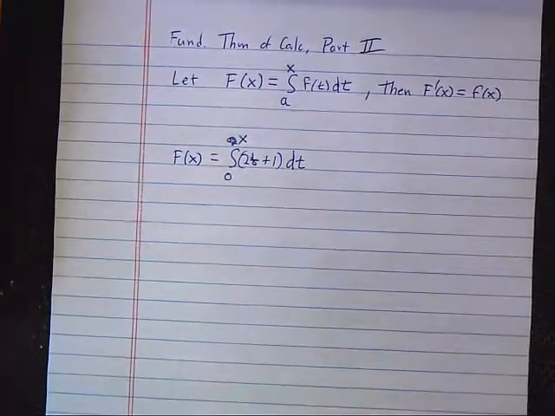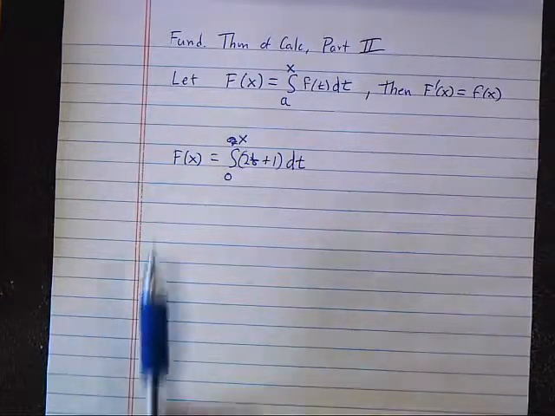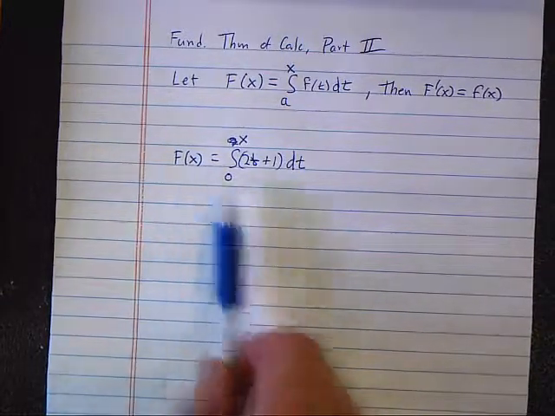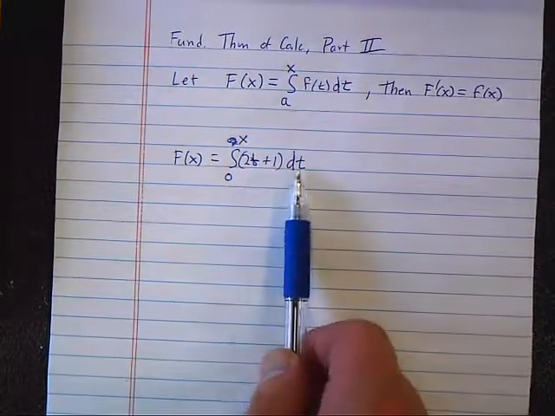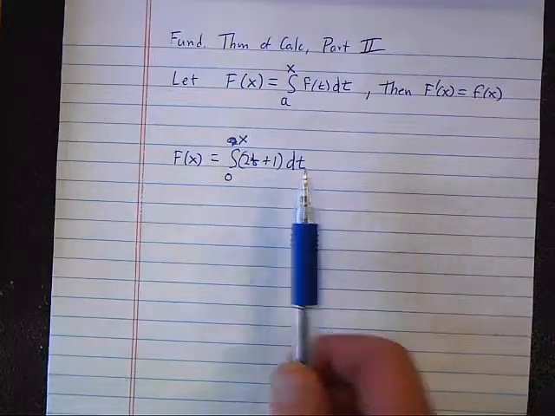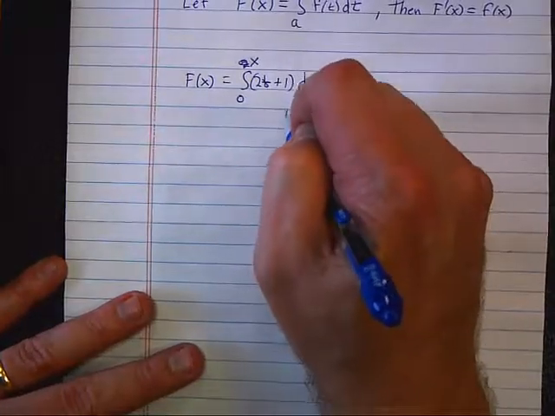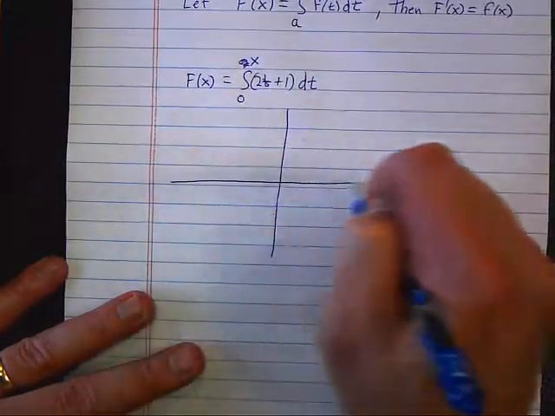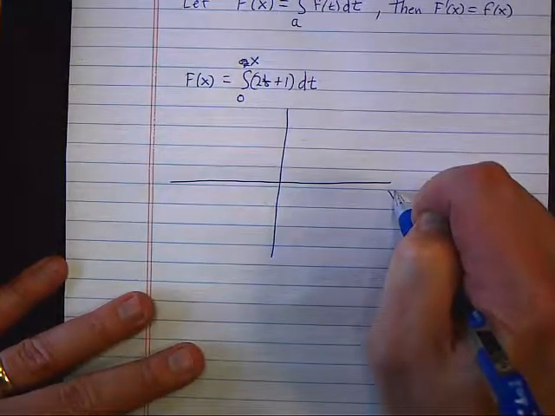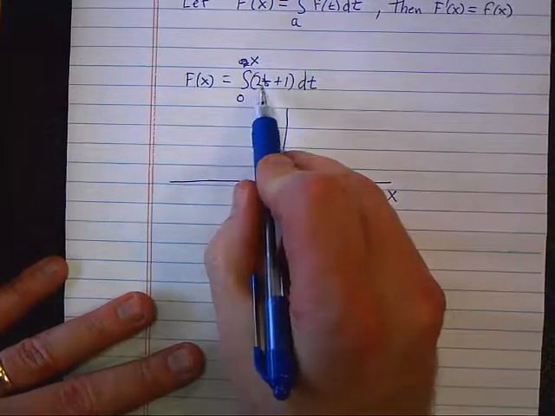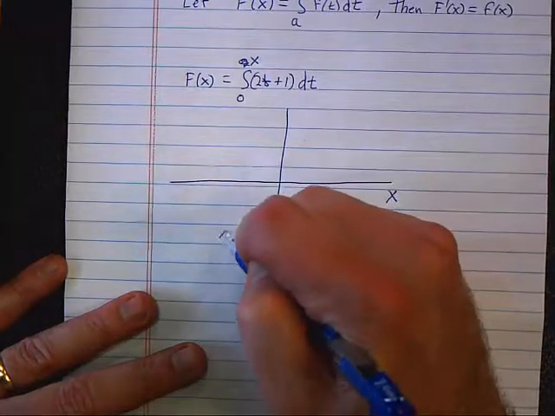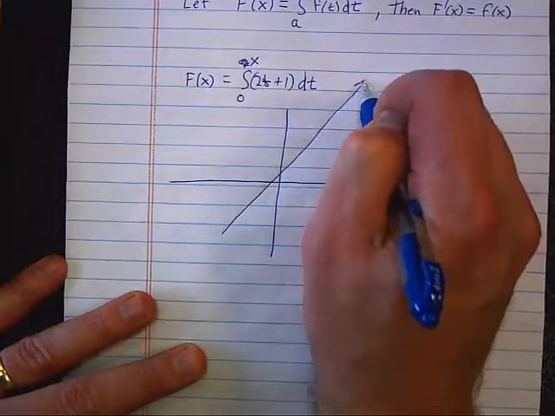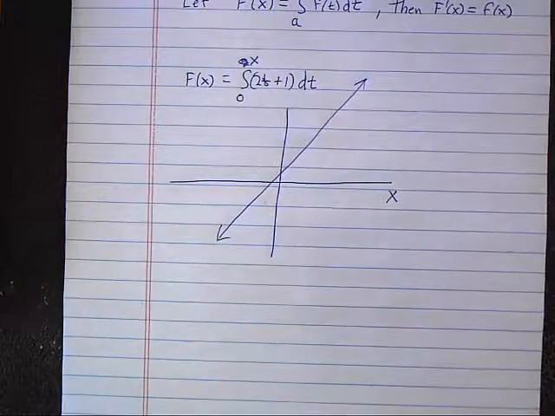Okay, so we might have a function like this. F of x, capital F of x, is defined to be the integral from 0 to x of 2t plus 1 dt. So here's what that means. What does the graph of 2t plus 1 look like? It's going to be a line. Y-intercept is 1, slope is 2. So it's that line.